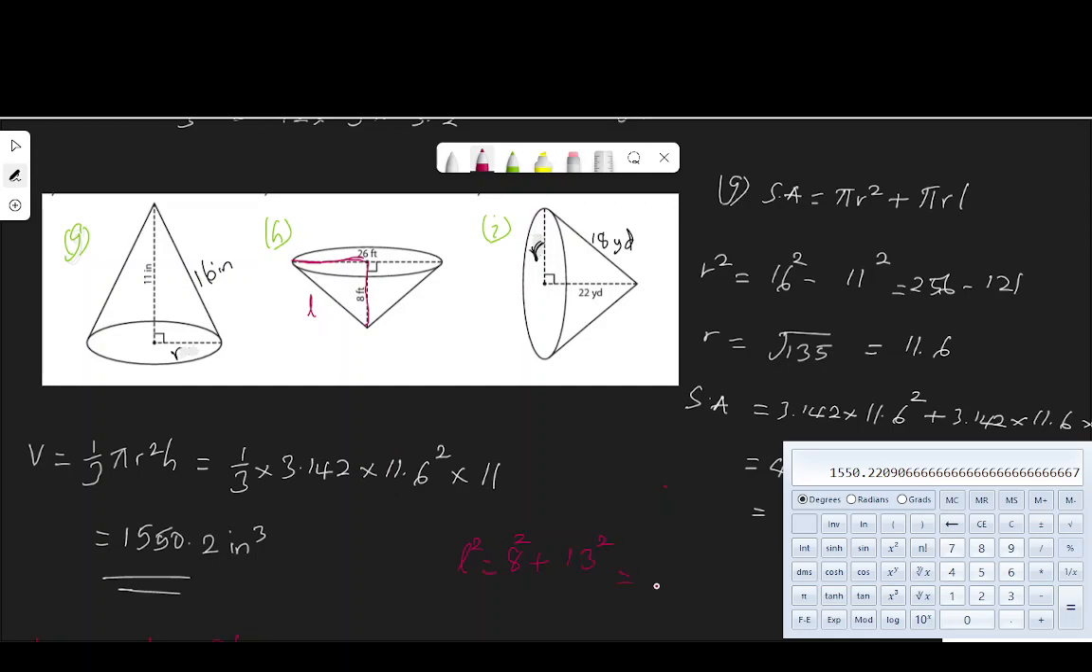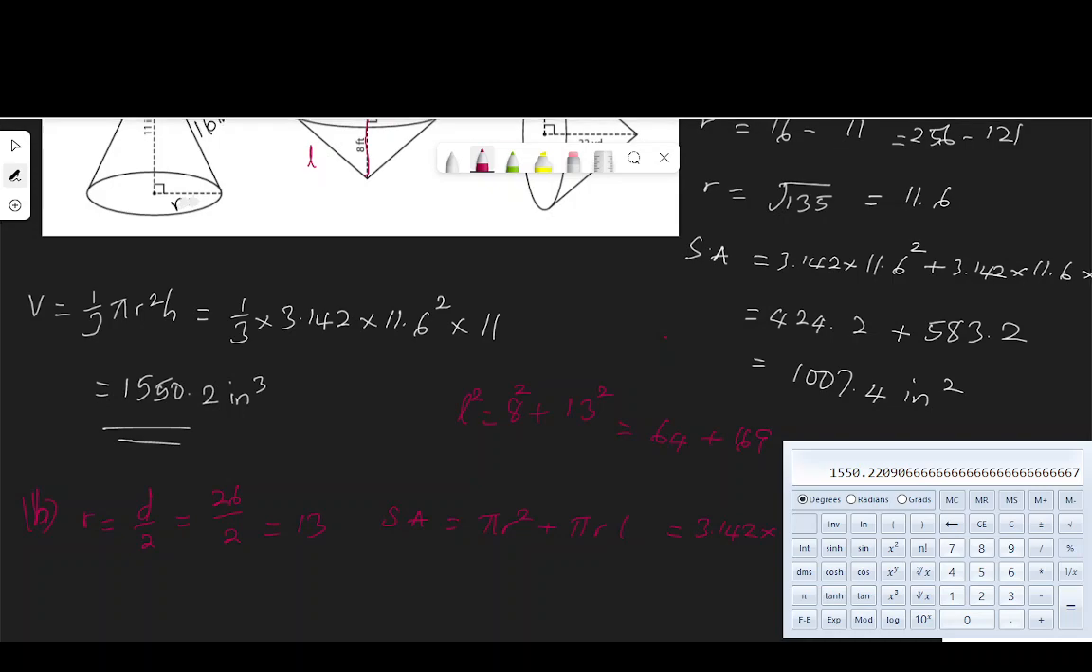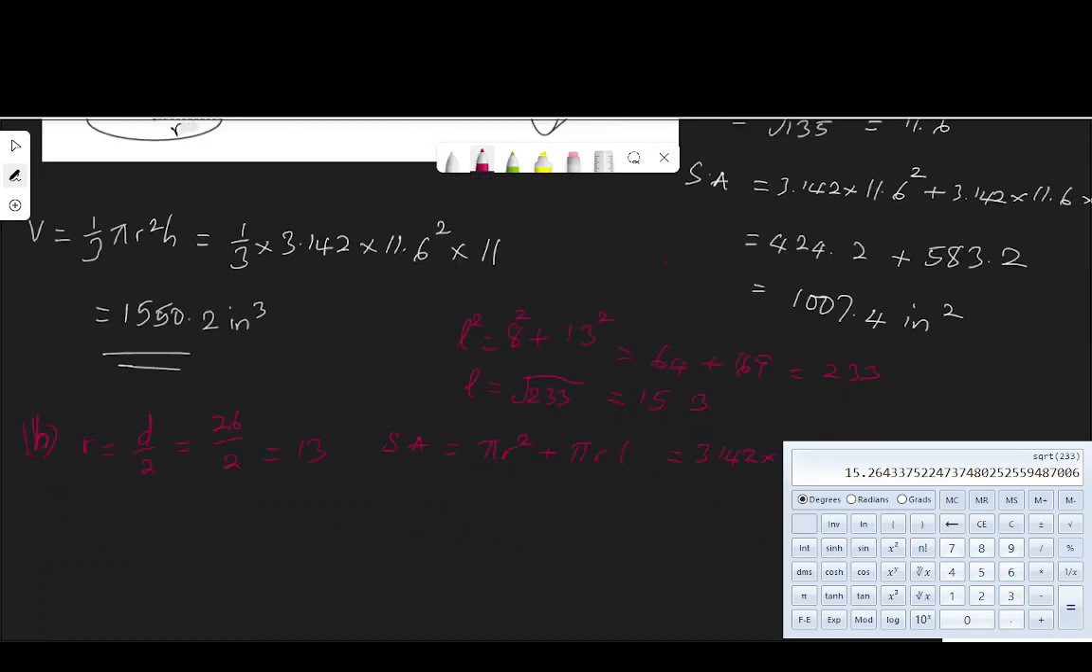8 squared is 64, 13 squared is 169, and 64 plus 169 is 233. Therefore, the slant height L will be the square root of 233, which is approximately 15.3. So here the slant height is 15.3.